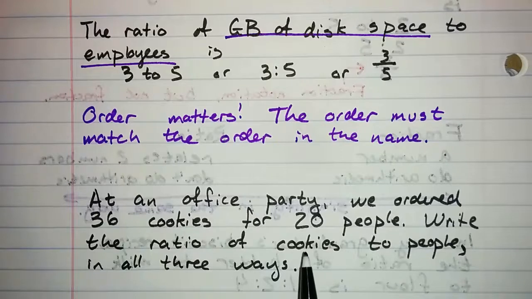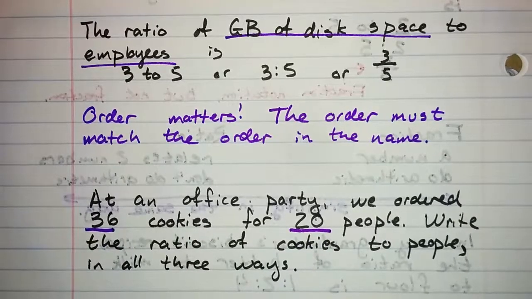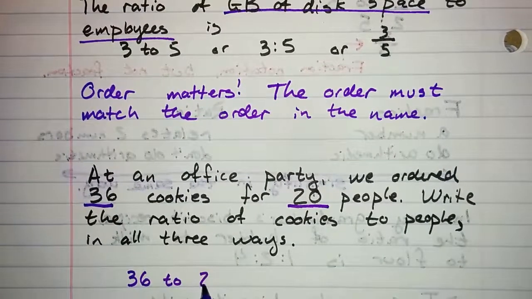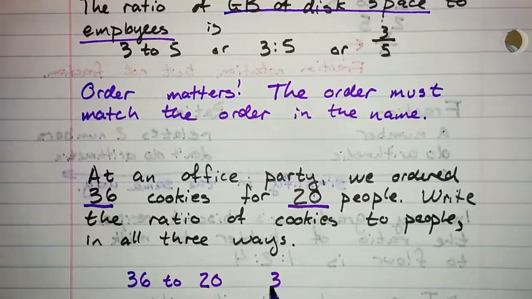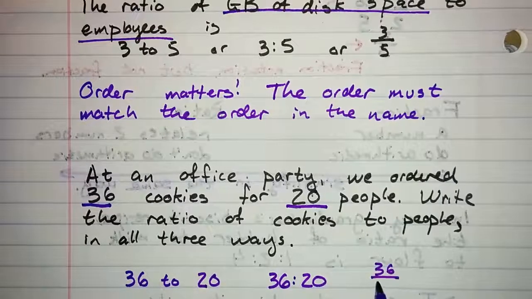All right, we want the ratio of cookies to people. That means cookies will come first and people will come second. That is 36 cookies to 20 people, or 36 colon 20, or 36 over 20.